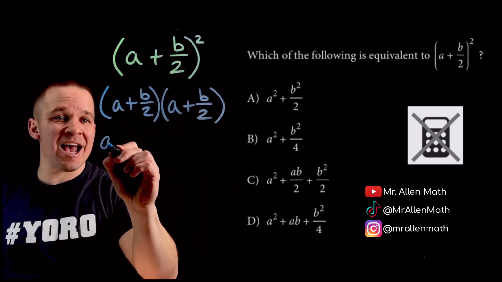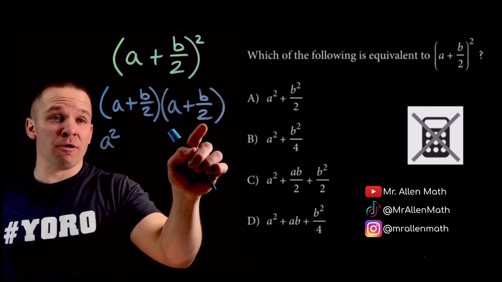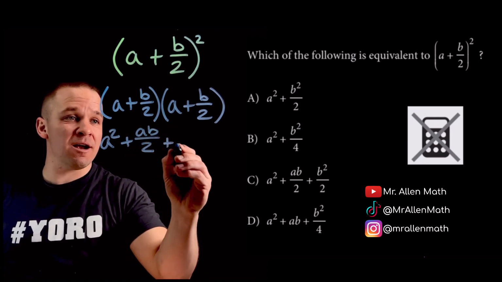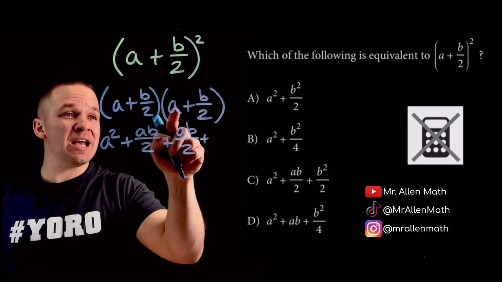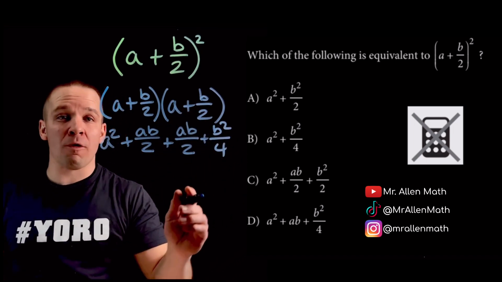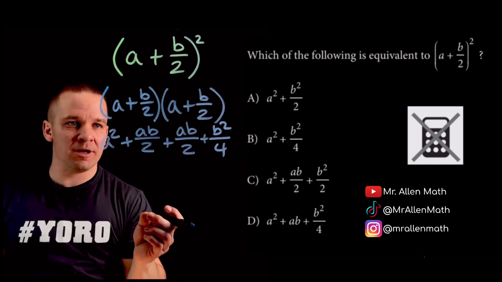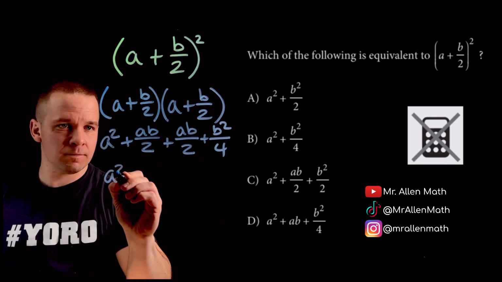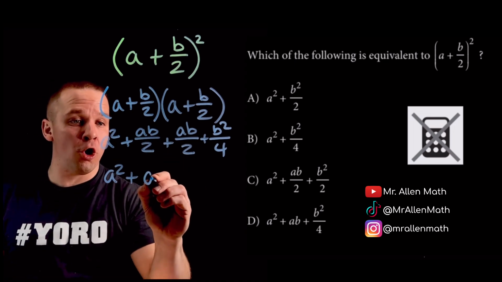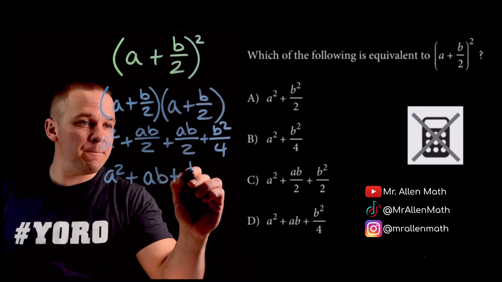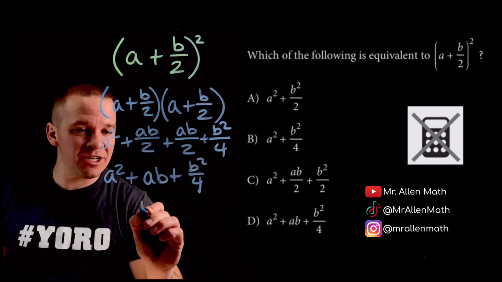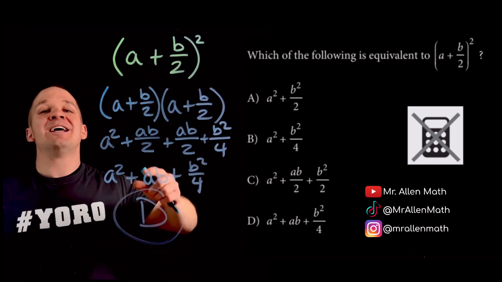A times A is A squared. A times B over 2 is AB over 2. Plus, same thing here. And then we have B over 2 times B over 2 is B squared over 4, right? Our denominators get multiplied together. Now we can combine some like terms. This is basically 1/2 times AB plus 1/2 times AB, which equals a whole AB plus B squared over 4. Do we have that choice? Heck yeah, we do. It is choice D. That is dope. See you later.